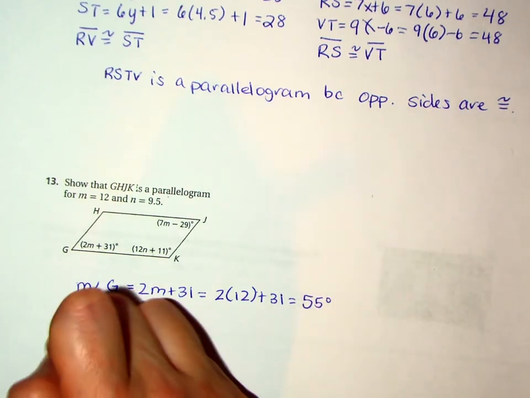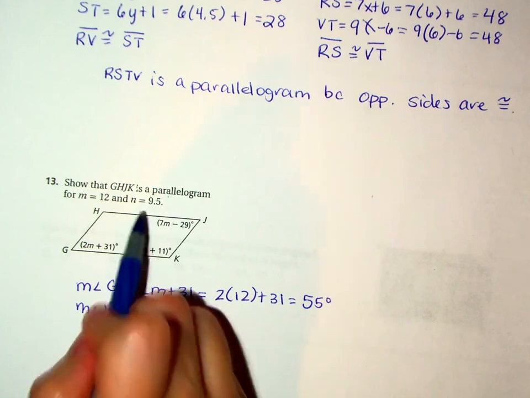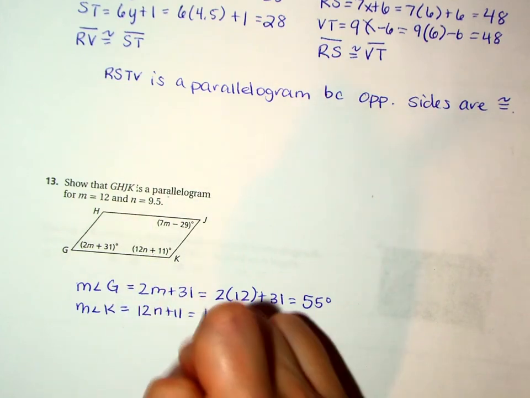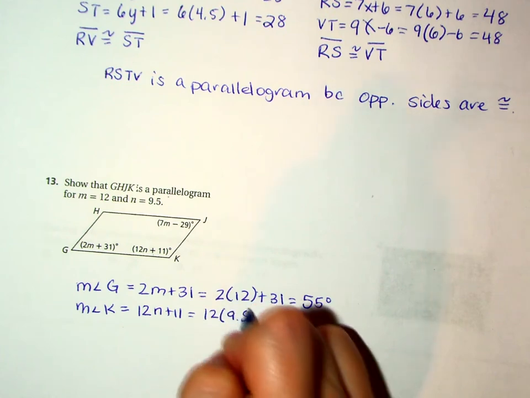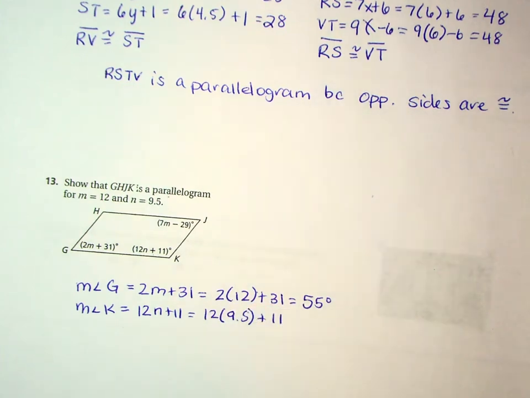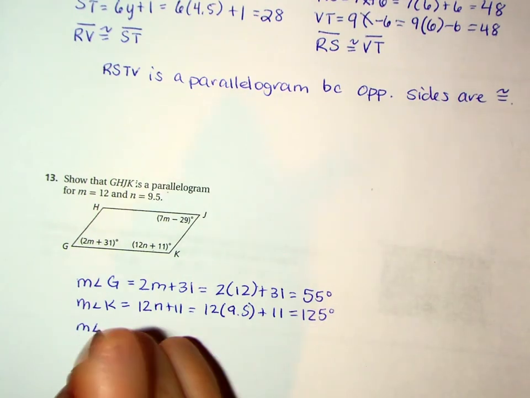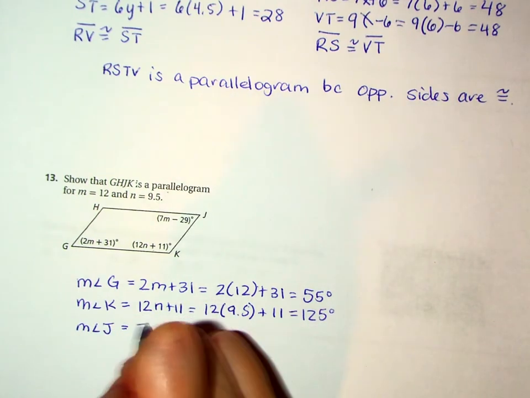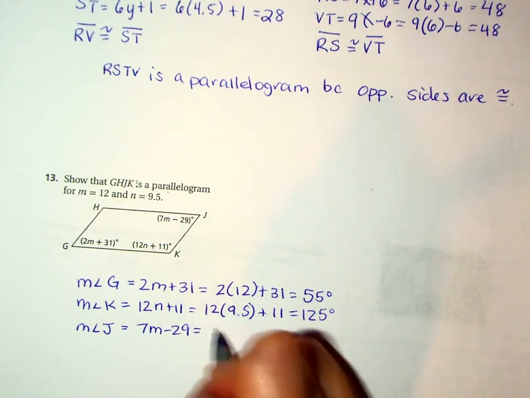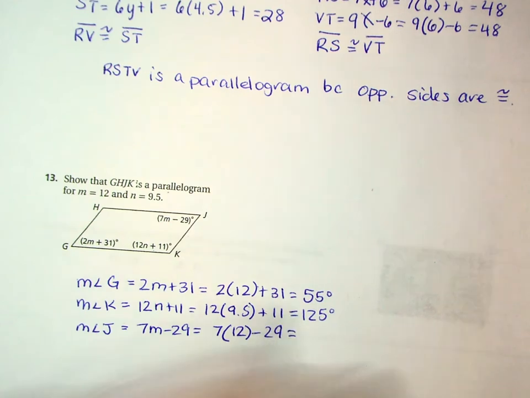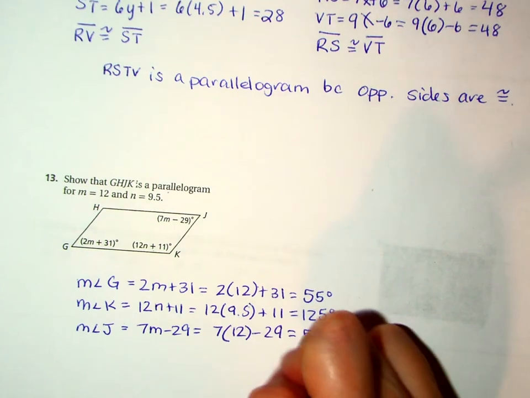Let's go ahead and find the measure of angle K. In K, they give me this n value, so it's going to be 12n plus 11, so it's 12 times the n they give me, which is 9.5, and we're going to add 11, so 12 times 9.5 plus 11 is 125 degrees. And then we're going to do it one more time. The measure of angle J, we've got 7m minus 29, so if I do 7 times the m of 12, minus 29. Let's see what we get there. So 7 times 12 minus 29, and what I get is 55 degrees.